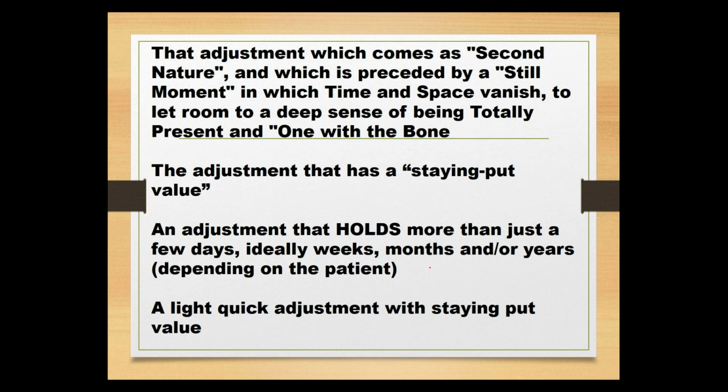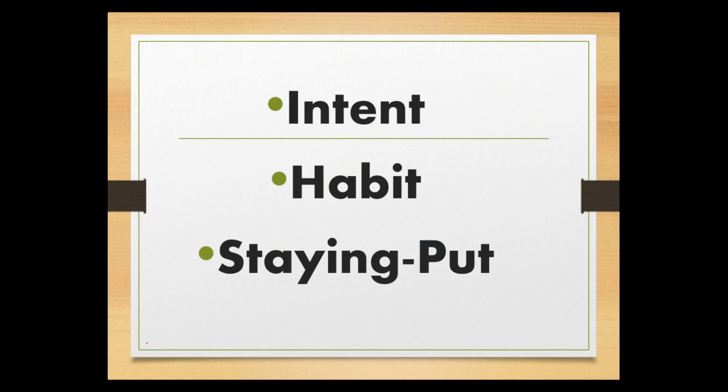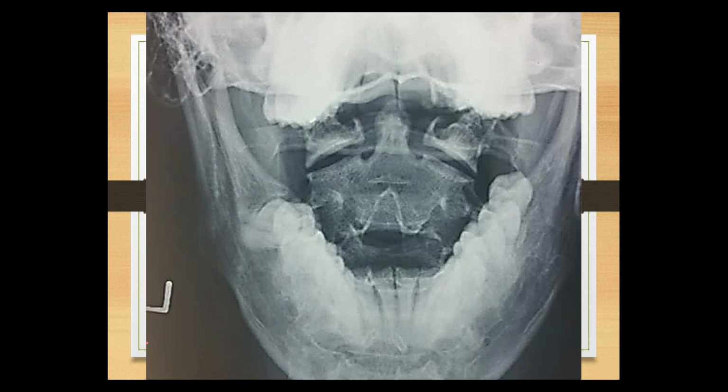And the adjustment, the extra something, the other thing, has staying put value. When an adjustment holds for days or weeks or months, this is when we can say it was good. When someone asked BJ if it was a good adjustment, a lot of times he would say, well, I can't tell you now. I'll have to tell you later, because we have to see if it had staying put value.